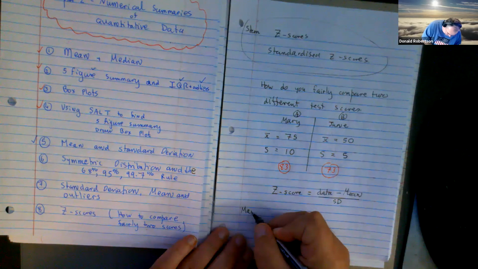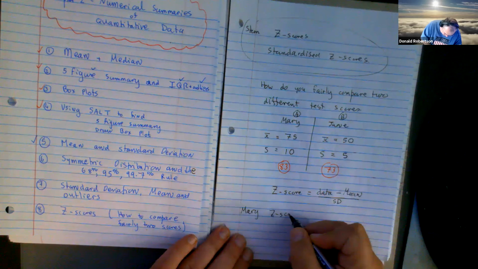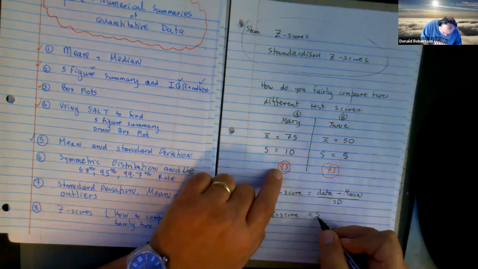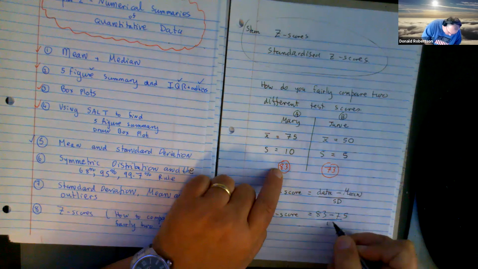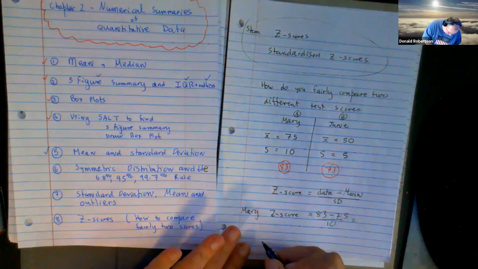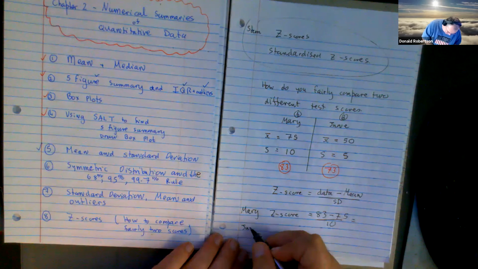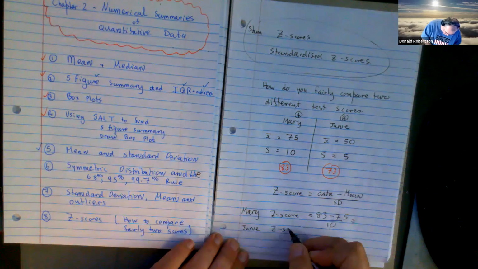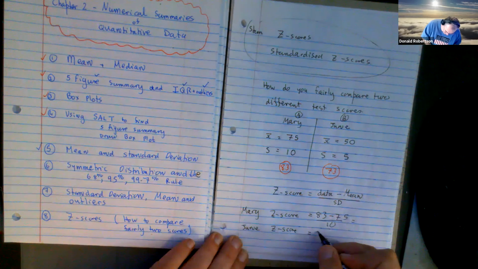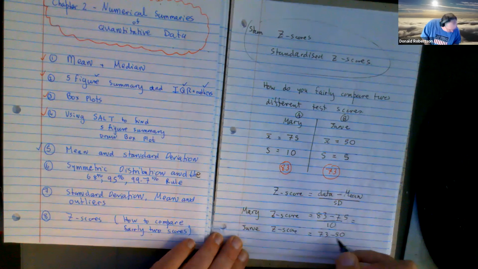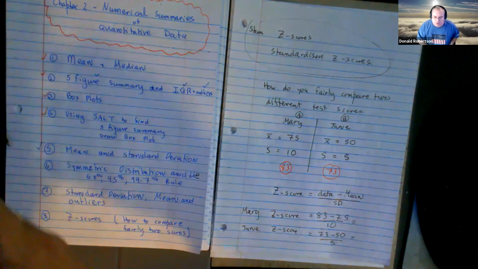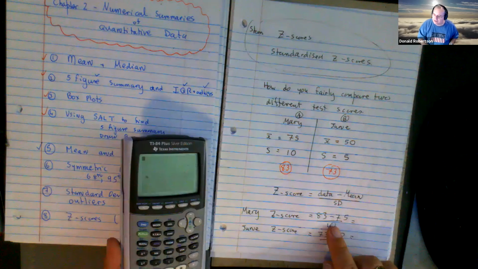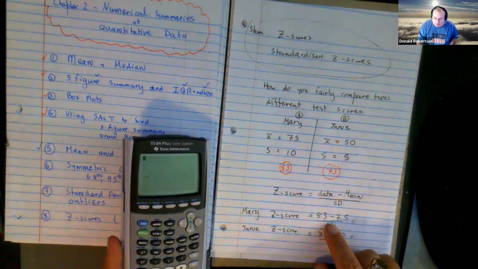Mary's Z-score. Well, she got data, so her data is 83. That's what she got. You take away 75 and you divide it by 10, and I'll put that answer in a minute. And next door, we're going to compare her twin sister, June. In June's case, she got 73, take away 50, and you're going to divide it by 5. And I'm going to show you a little thing that you have to be careful of. I'm going to do this calculation wrongly.